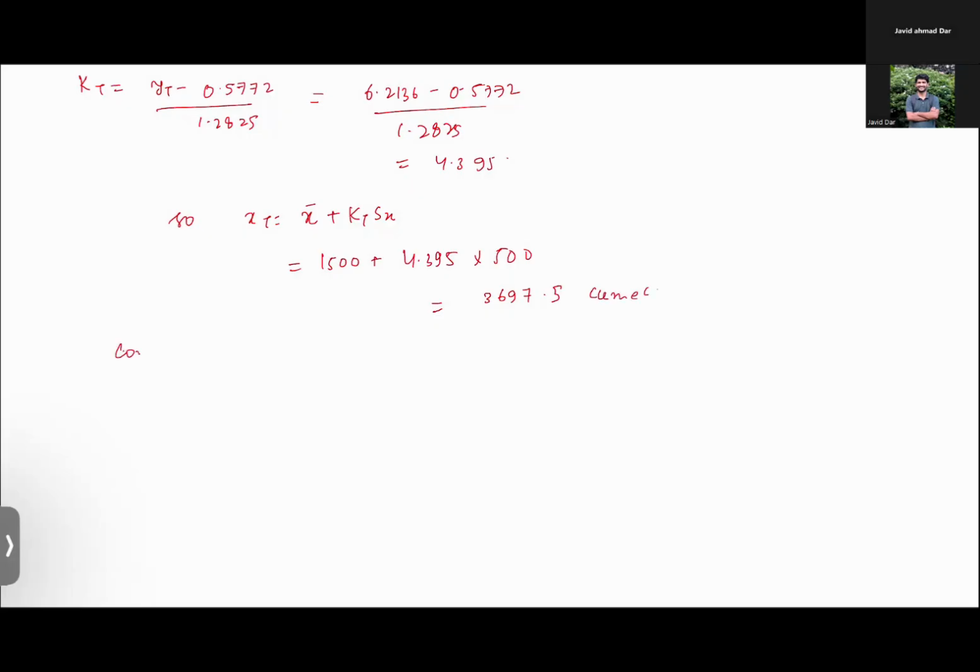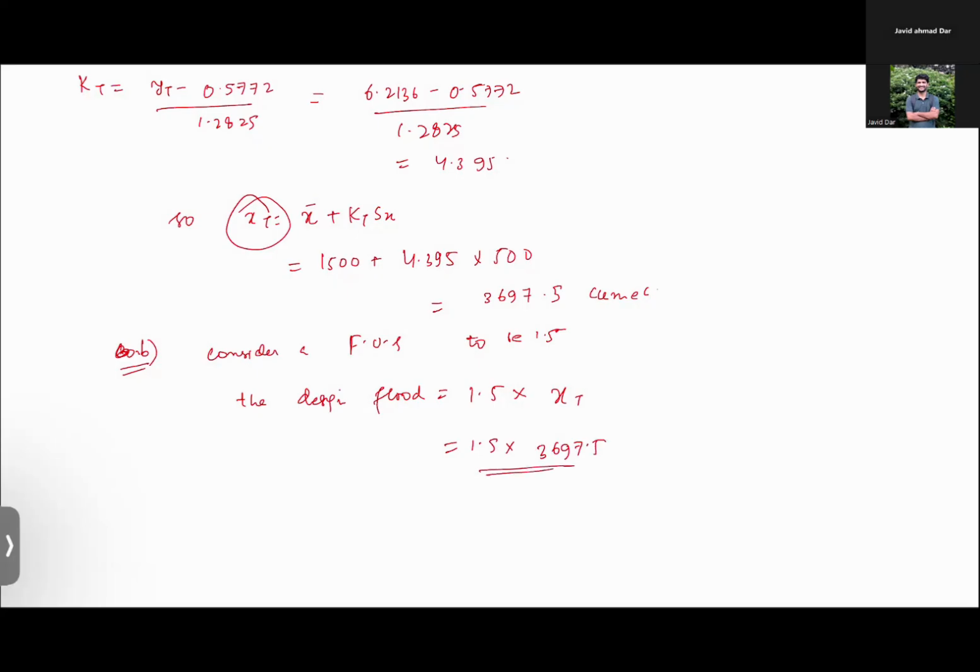Now in the second part, you are told to consider a factor of safety of 1.5. So the design load will be 1.5 times the value that you computed here. This becomes 1.5 times xT, which is 3697.5. If you calculate this, the value comes out to be 5550 cubic meters.